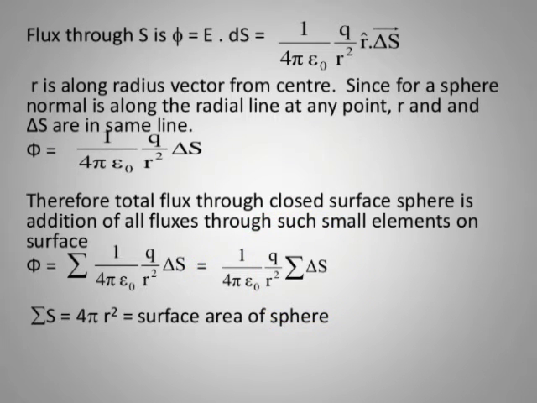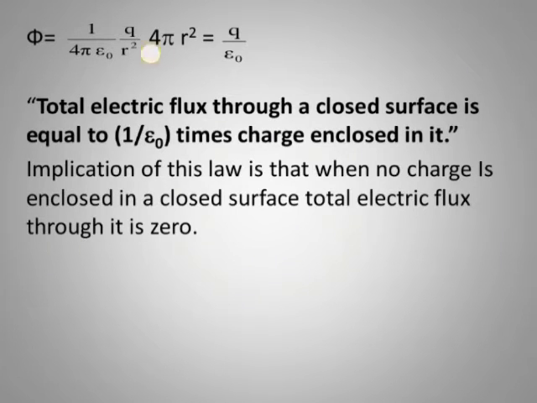As in your lower classes you might have studied the surface areas of different objects, in the same way the surface area of the sphere is 4 pi r square. Just substitute this 4 pi r square in this formula. Now phi is equal to, what can you cancel? 4 pi r square with 4 pi r square, and what remains is q divided by epsilon naught. And what is the statement? Gauss law is this one.